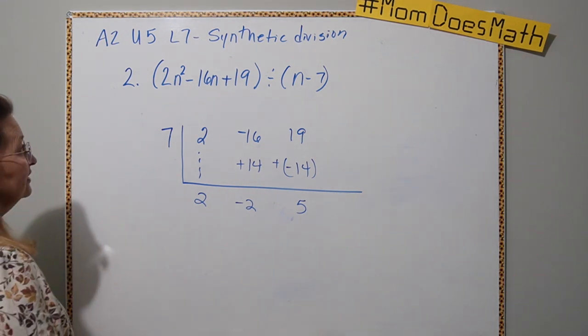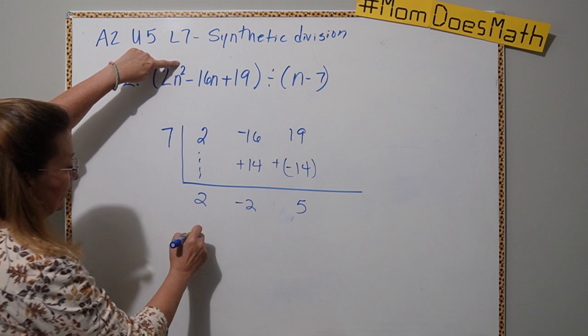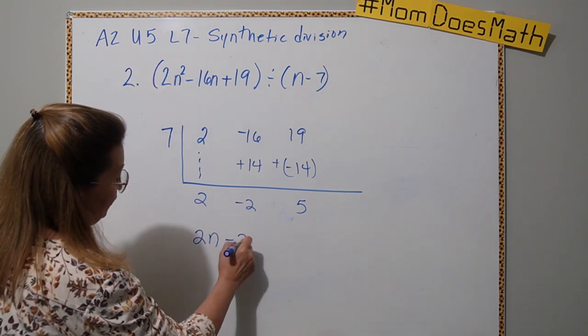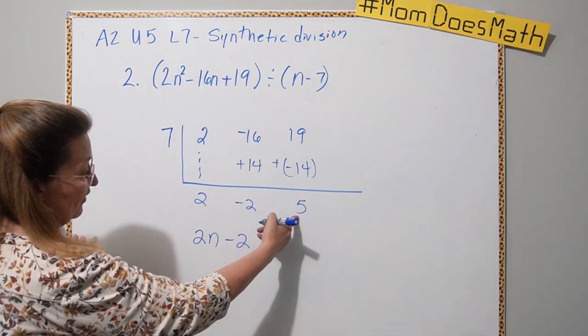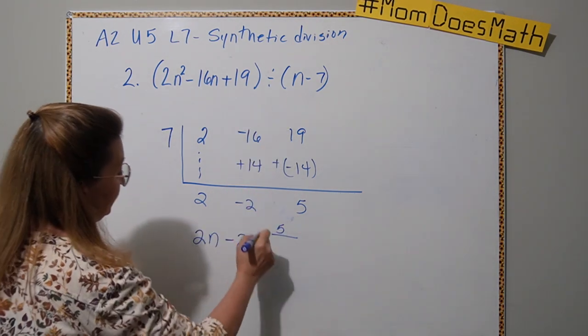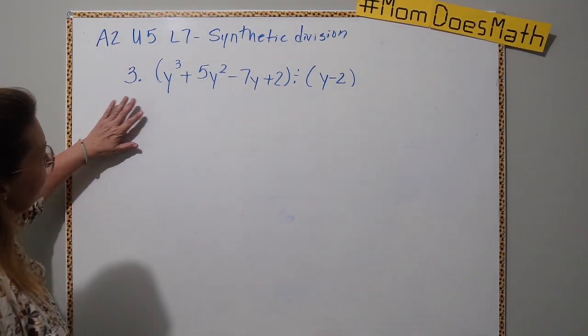Okay? Now let's convert. Go to your highest exponent and back it up 1. So this is just going to be 2n. All right, then -2. So this means 5 is my remainder, so it's going to be 5 over n minus 7. Okay, here's number 3.